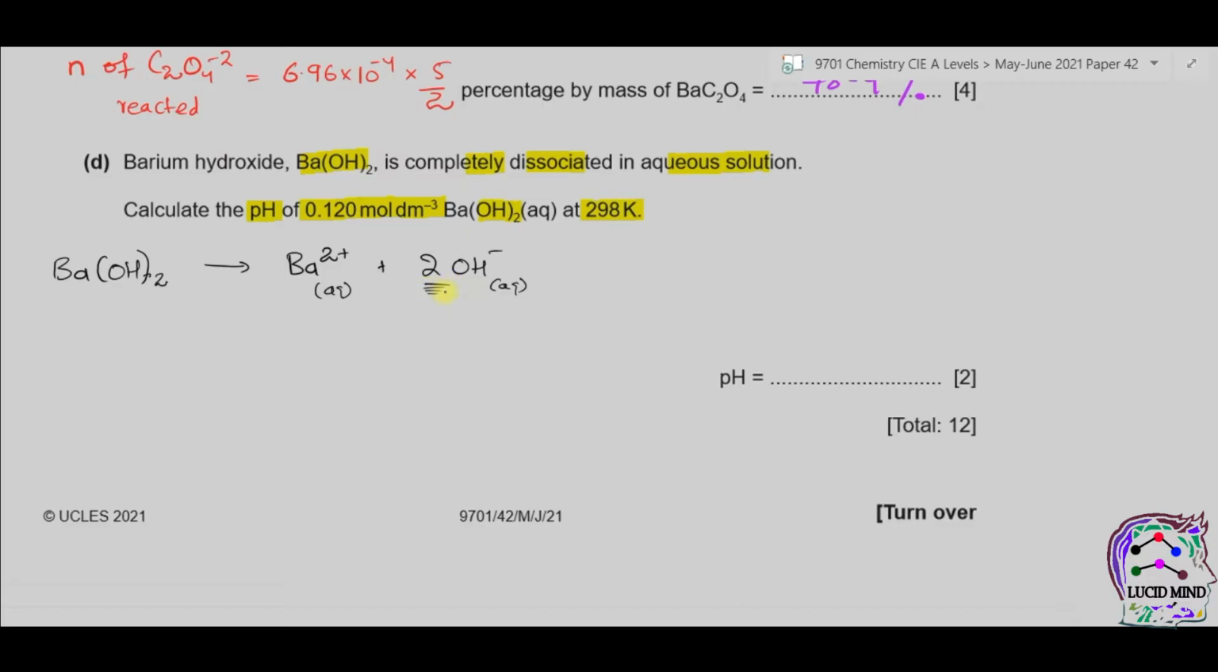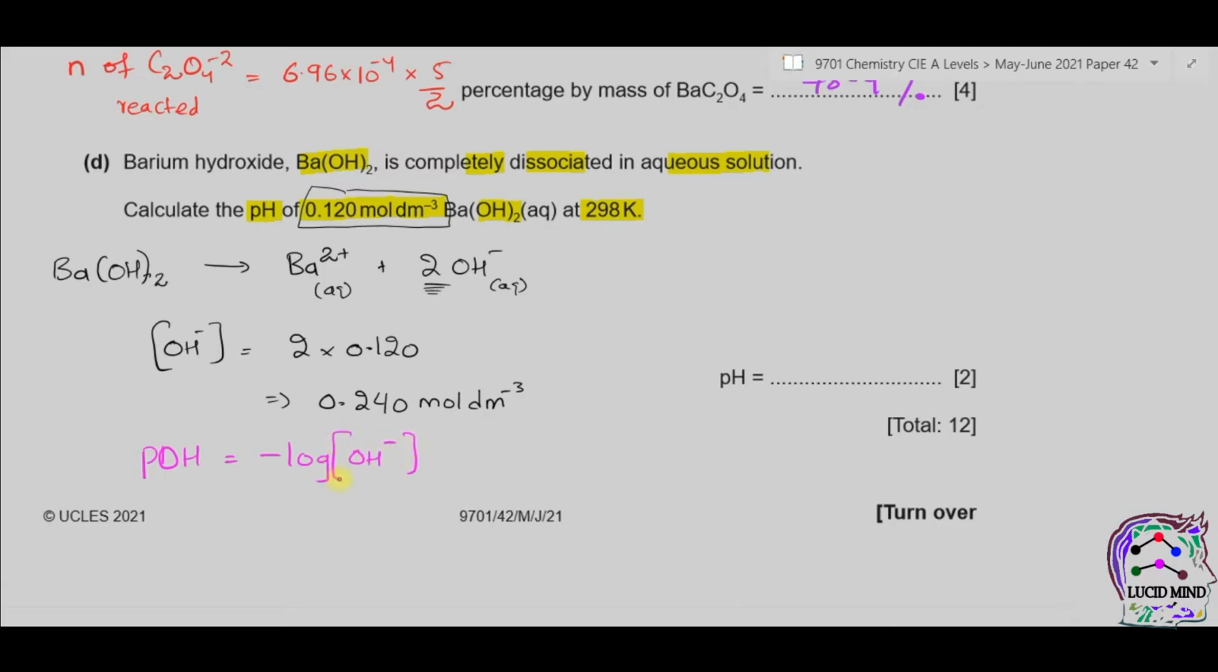Now in this one we have 2 moles of OH-, so therefore we can multiply this concentration with 2. Now the concentration of OH- will be 2 into 0.120, so it is 0.240 mole per decimeter cube. Now we can find the negative log. As we know that pOH is equal to negative log of OH-. Putting values, negative log of 0.240, pOH comes equal to 0.6.